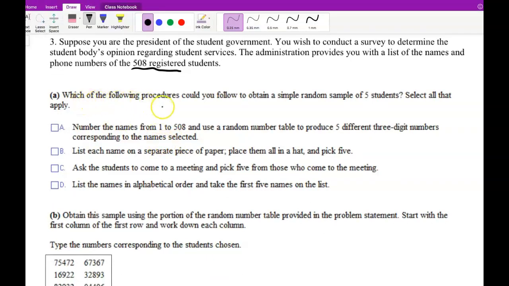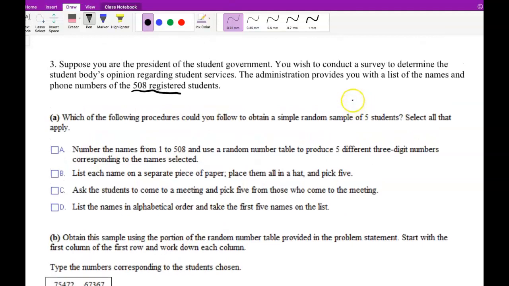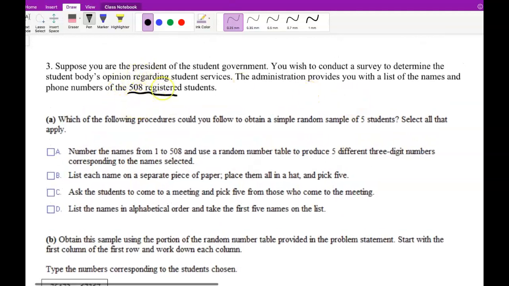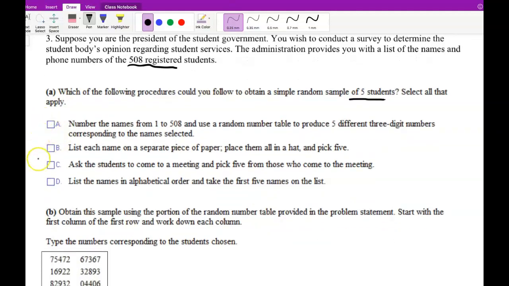Part A, which of the following procedures could you follow to obtain a simple random sample of 5 students? So in total here we have 508. I can say that is our population. And we want to obtain a simple random sample containing 5 students. Select all that apply. Between all these, we want to see which method we can use to obtain our sample.